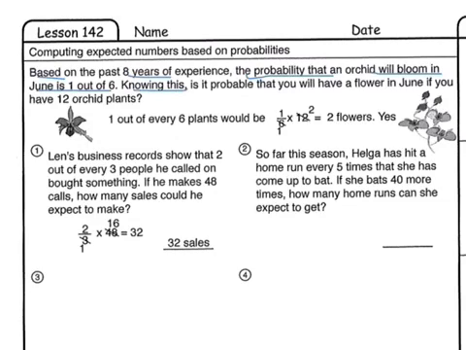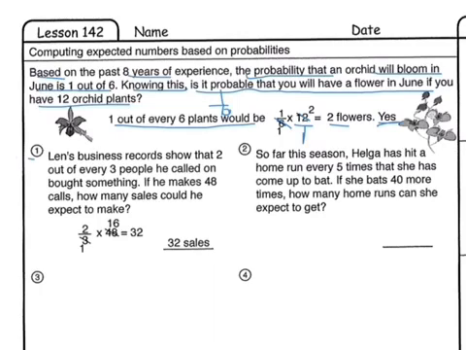Knowing this, having this information, is it probable that you will have a flower in June if you have 12 orchid plants? So 1 out of every 6 plants would be 1/6. Okay, and we're going to find out what a sixth of 12 is. And 12, of course, is equal to 12 over 1. You can cross-reduce that. 1/6 of 12 is going to be 2 flowers. And so the answer would be yes. It's kind of a strange question, but hopefully you get the idea that we're finding out what the chances are of having these orchid plants bloom. Chances are that 2 of those 12 will bloom in the month of June.